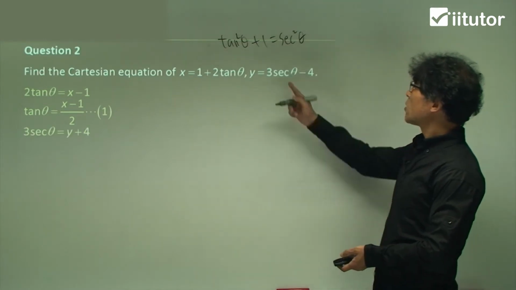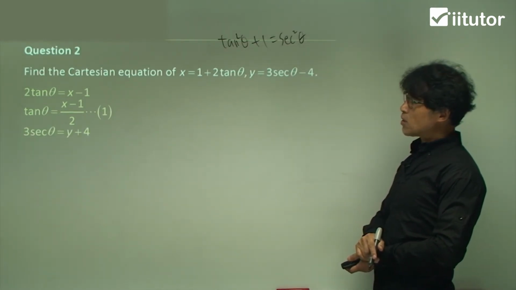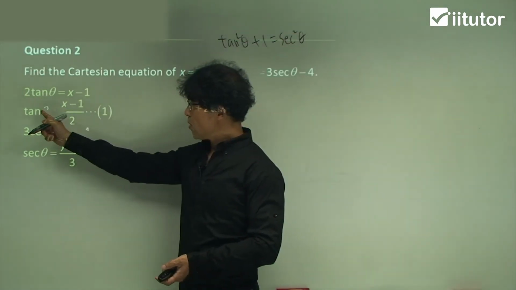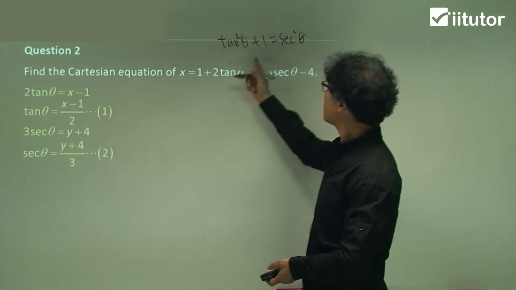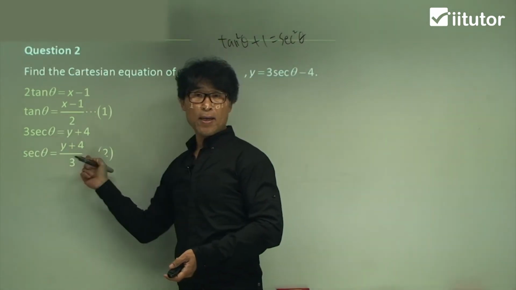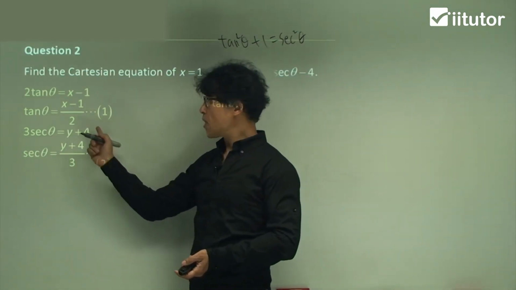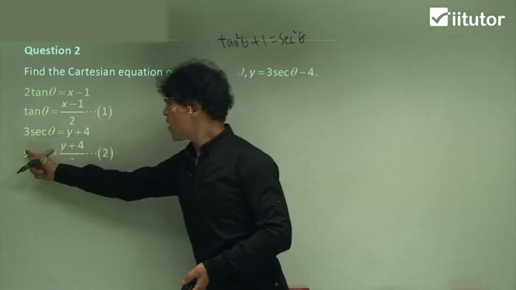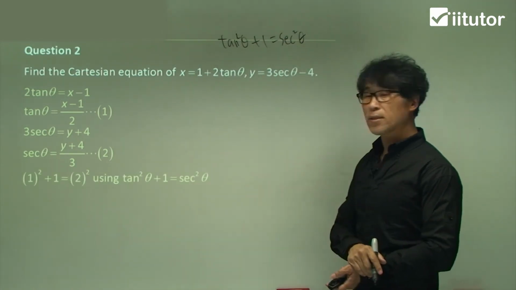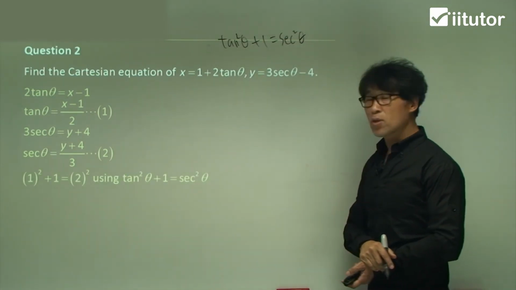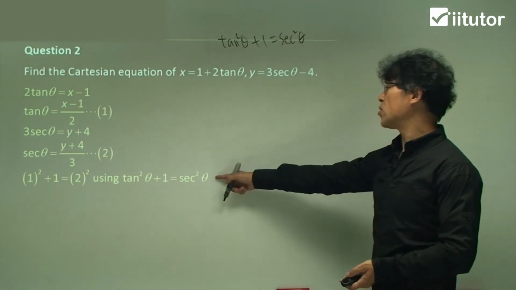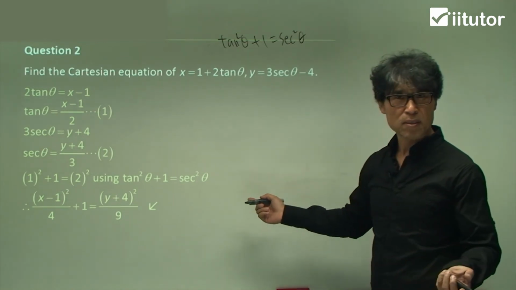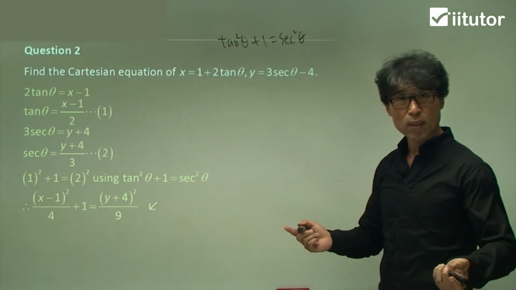Similarly, 3 sec theta equals y plus 4. So divided by 3, that is the second. So that square plus 1 is that square. Make sense? Again, that square plus 1 equals that square. So first square plus 1 equals the second square. We just use the formula, just write it. Finished, because theta has disappeared. All gone. Understand that?